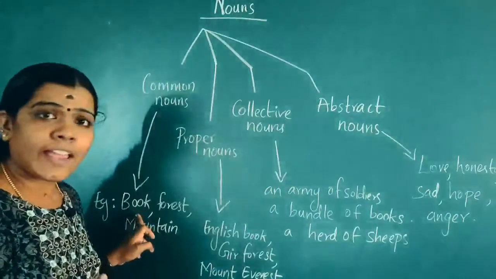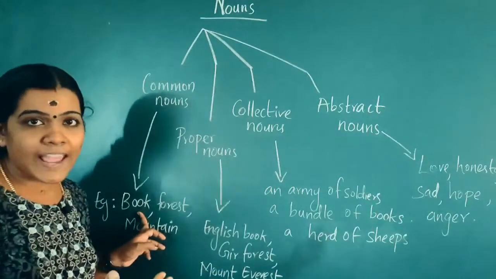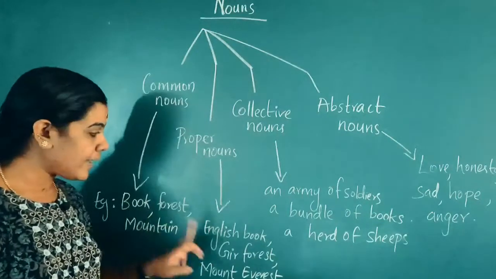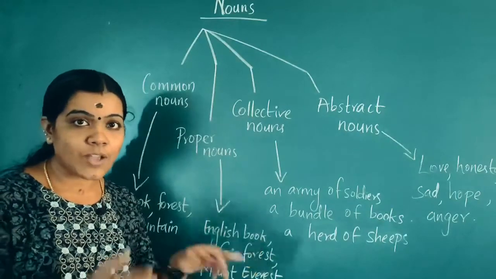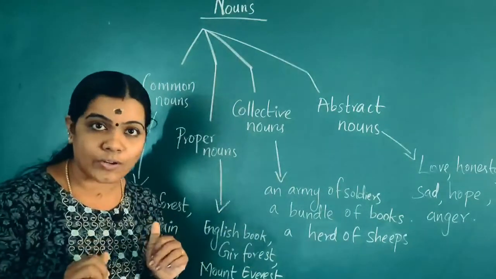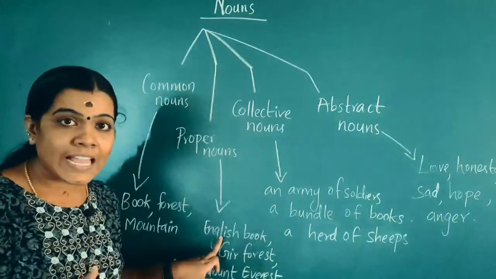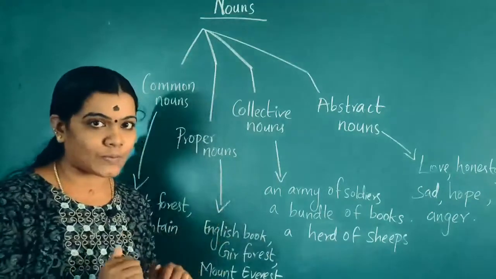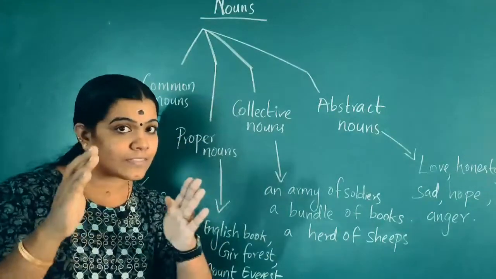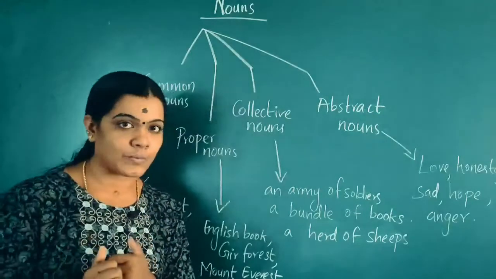Here in common noun, I have written book. Generally I am saying any book. But in proper noun I have written here English book. So I am referring to English book only. I am not referring to any other book but only English book. So that is proper nouns. If we are referring to something by name, that is proper nouns.